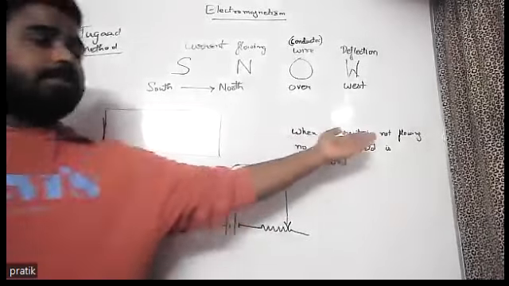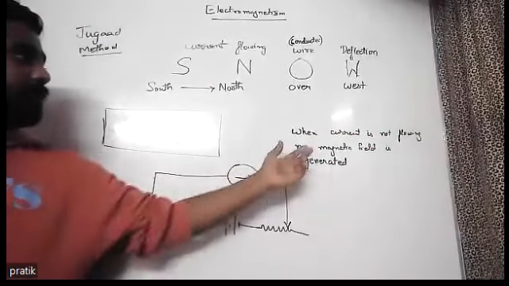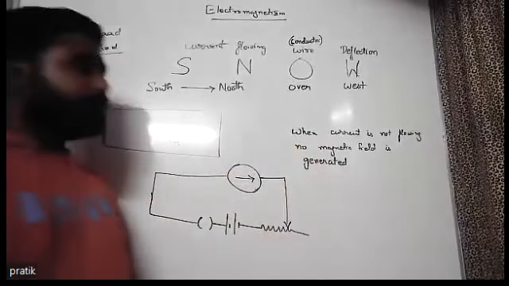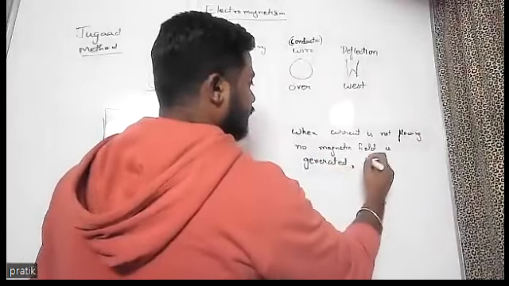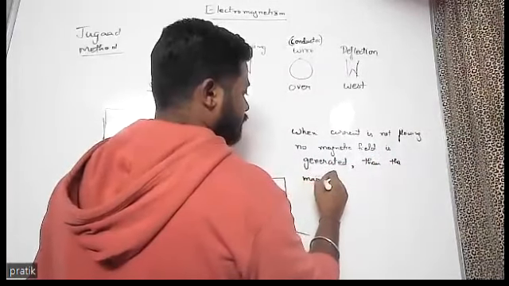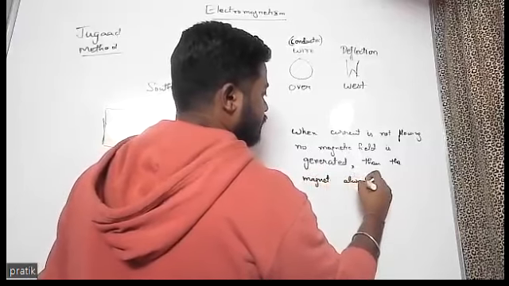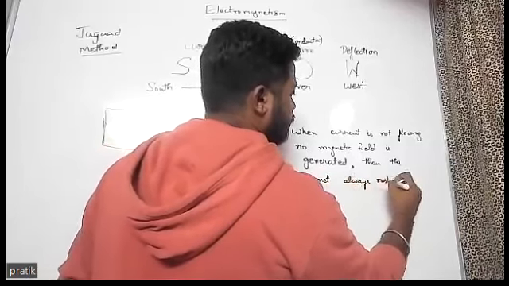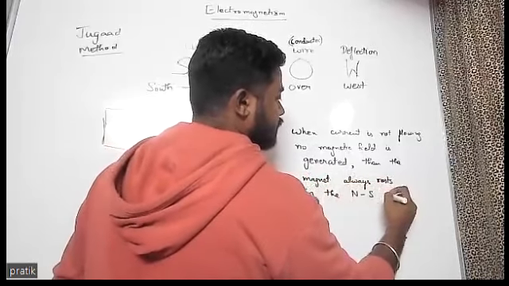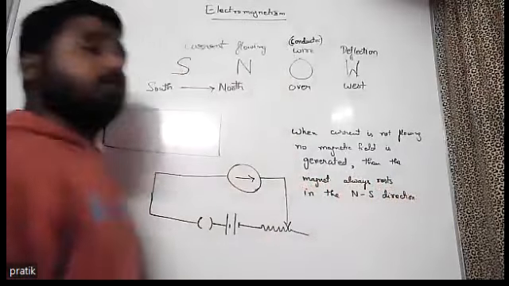So when current is not flowing through the wire, what happens? There's no magnetic field generated. And if there is no magnetic field generated, then the magnet always rests in the north-south direction. It will always rest in the north-south direction.